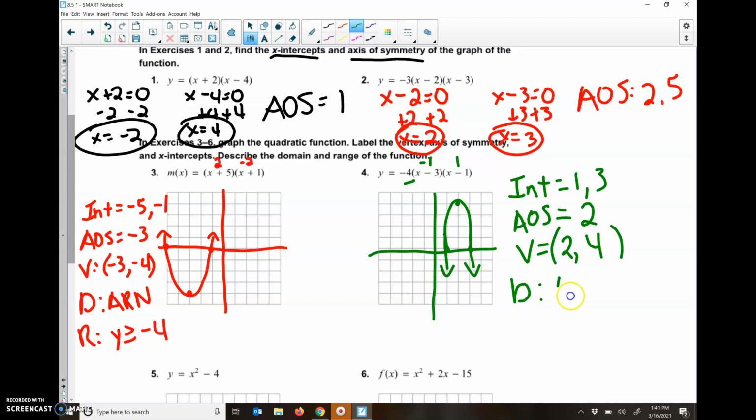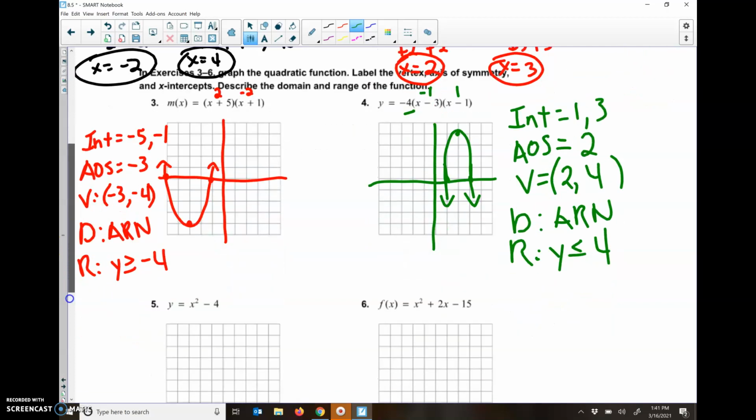Domain, all real numbers. Range, y has to be, this time, since it's going down, less than or equal to 4. This graph will never be at 5 or 6 or 7 or anything like that up there.